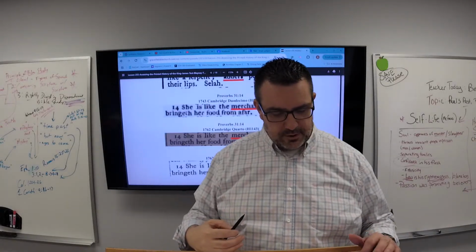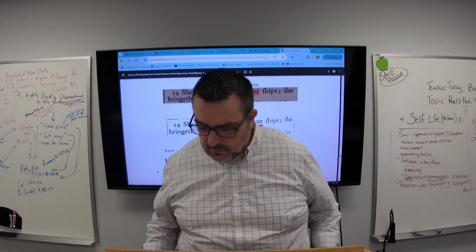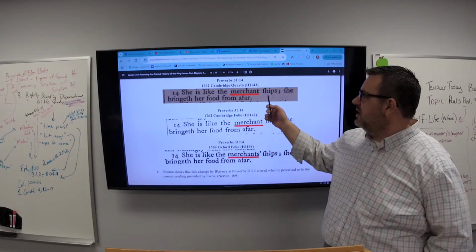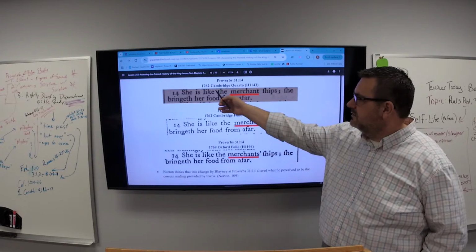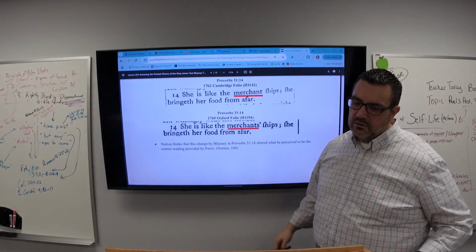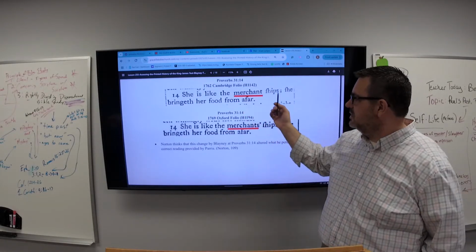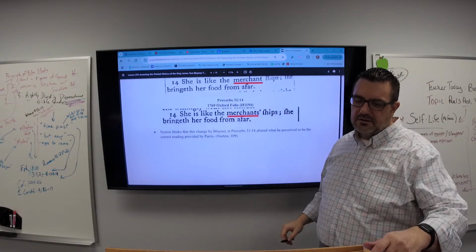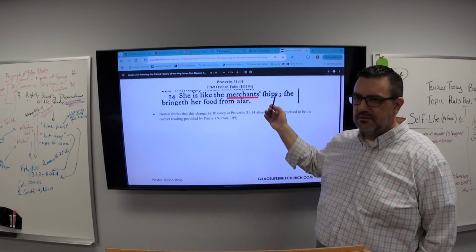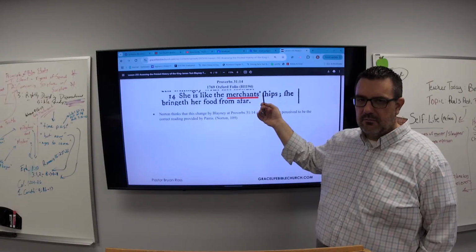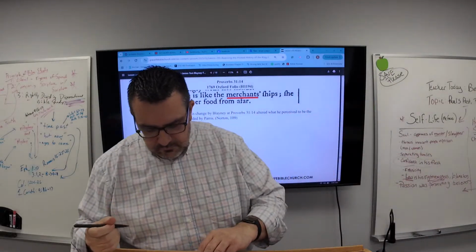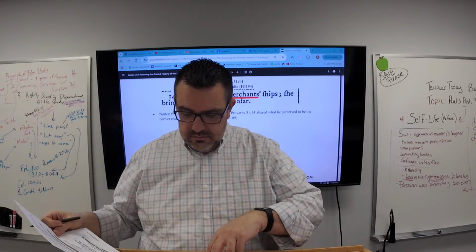Now here's a new one, all right? So Proverbs 31:14. Notice merchant ships. This is 1762 Cambridge quarto, merchant ships. 1762 Cambridge folio, again, merchant ships. Okay? 1769 Oxford folio, merchants ships, S apostrophe. Okay? Any questions?